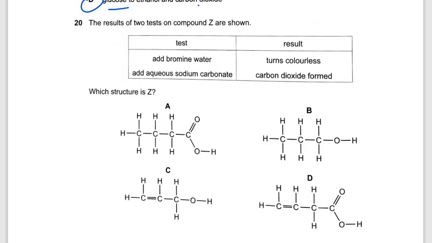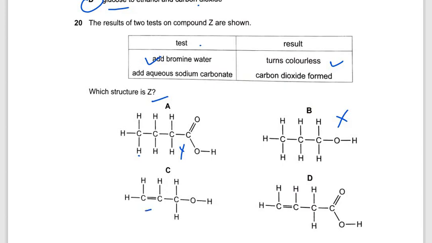Results of two tests of compound Z are shown here. Test and result: add bromine water, turns colorless. So this is the test to basically check whether you have a carbon double bond or not, because when a carbon double bond is there, it will turn bromine water from brown to colorless. So which option is correct? So Z is option number, where is the double bond here? No double bond, so it should have a carbon double bond.